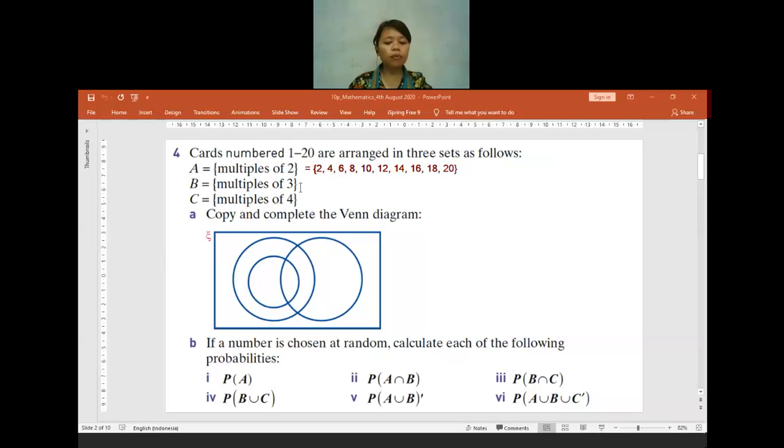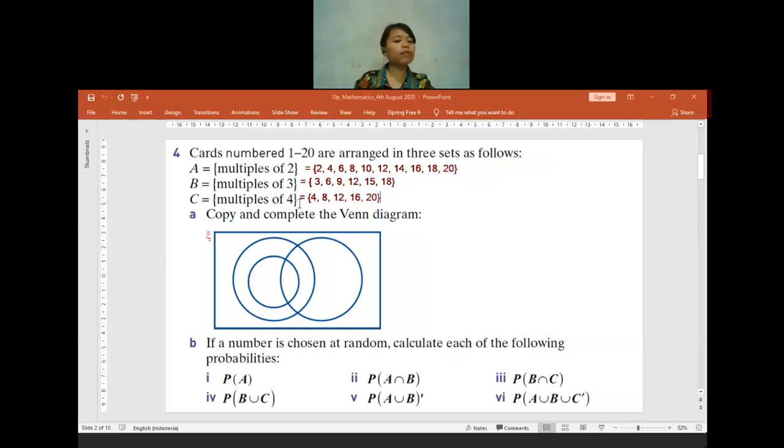For the members of B, what are they? Anyone want to help me make a list? B is 3, 6, 9, 12, 15 and 18. Okay, thank you. Now for C, multiples of 4. What numbers are multiples of 4? 4, 8, 12, 16, 20. Okay, 4, 8, 12, 16 and 20.